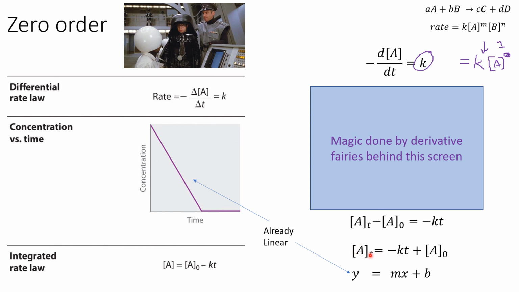I can rearrange my terms now, and now I have a function of time here that is equal to negative kt plus an initial concentration, which is y equals mx plus b. So now I have this linear function. I can plot it in Excel, and I can get slopes, and I can do all these different things. It is nice and linear. So we take a 0 order rate and integrate it to a linear concentration versus time function.